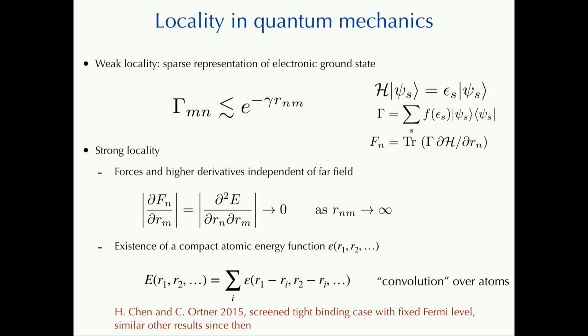So we all know about weak locality in quantum mechanics. So that's the sparse representation of the electronic ground state. So this is a little sketch of a tight binding scheme. If you have a Hamiltonian, they have one-body wave functions and eigenvalues, then you can construct this projection operator, which is the density matrix, and the forces will be the trace of this density matrix times the derivative of the Hamiltonian. And this density matrix in insulators and for metals at elevated temperatures will be exponentially localized, right? So its elements will be less than exponential of some gamma, which depends on the gap or temperature, times the distance between the atoms on which those orbitals lie.